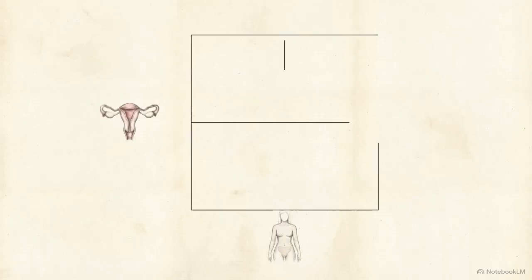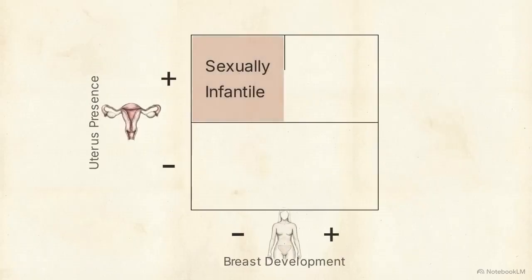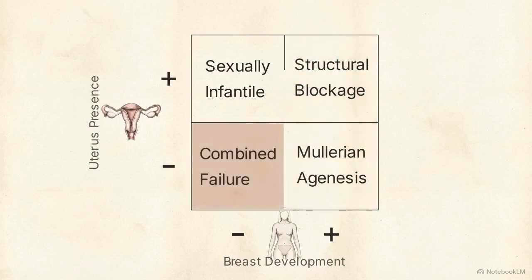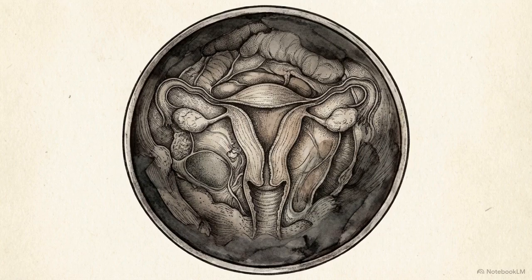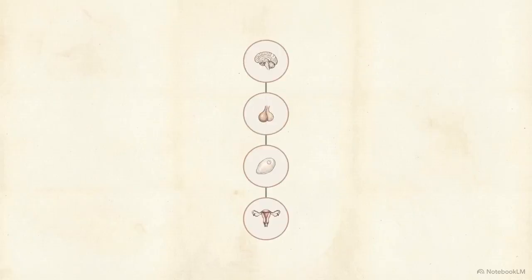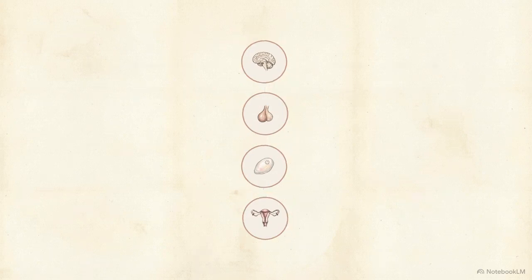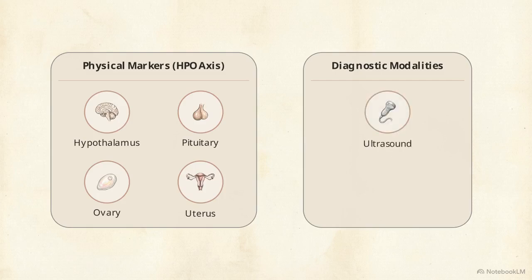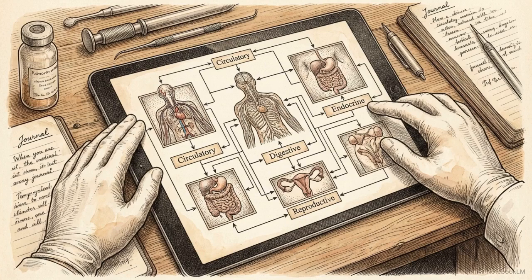To evaluate primary amenorrhea, utilize the breast and uterus 2x2 matrix to categorize the pathology and confirm the patient's internal anatomy strictly with an abdominal ultrasound. For secondary amenorrhea, rule out pregnancy with a beta-HCG test first, then trace the failure from the top down through the hypothalamus, pituitary, ovary, and uterus. By systematically combining physical markers, non-invasive imaging, and targeted hormone panels, clinicians can deduce the exact physiological breakdown from first principles, rather than relying on rote memorization.